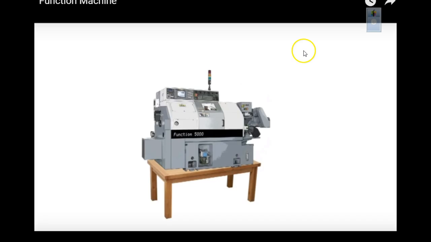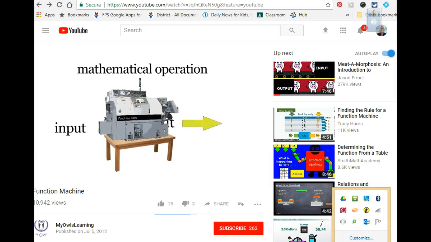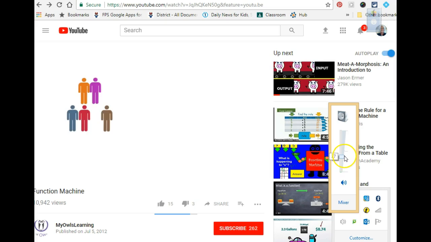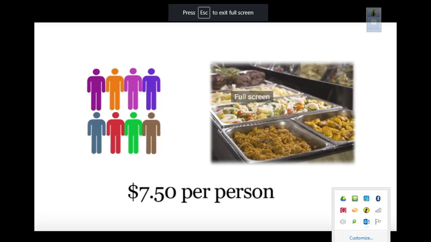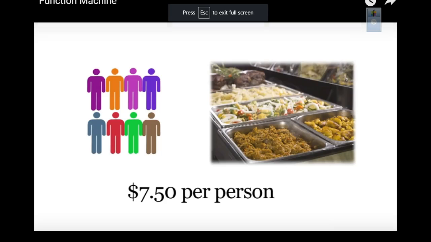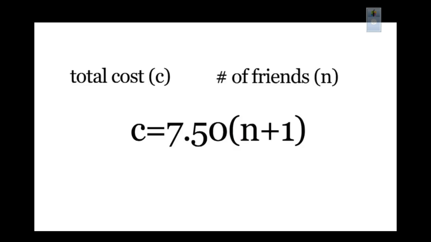Let's think of them as a machine that takes an input, performs one or more mathematical operations on the input, and produces an output. So you're taking a few friends out for a buffet lunch that costs $7.50 per person. The rule for this function is that the total cost is equal to $7.50 times the total number of friends going to lunch plus 1. You're going to eat too, right?